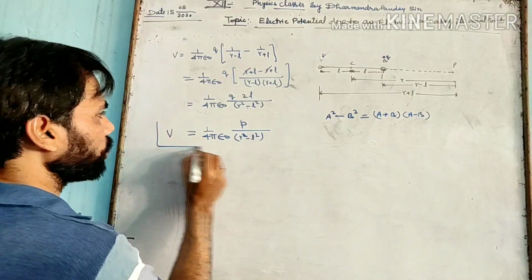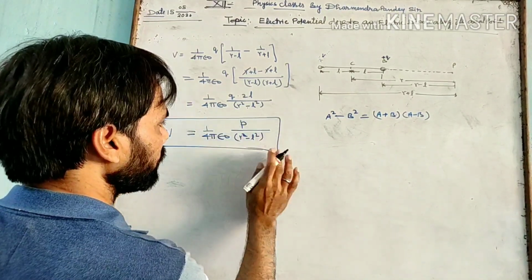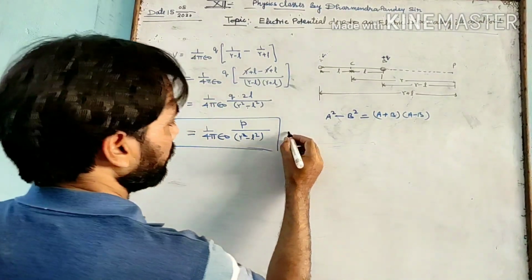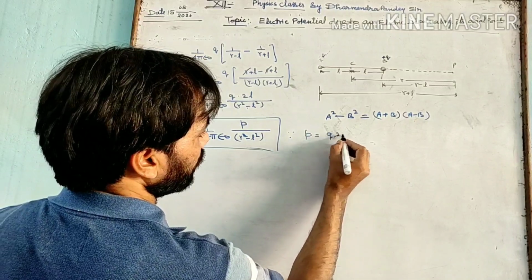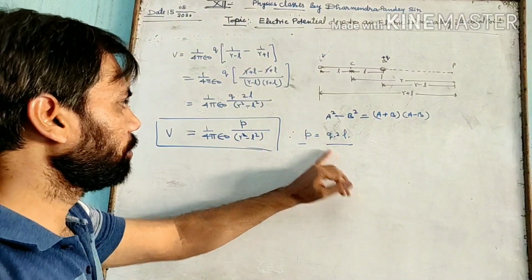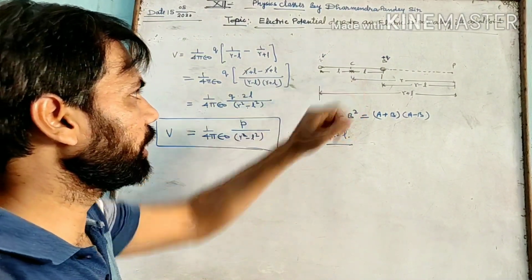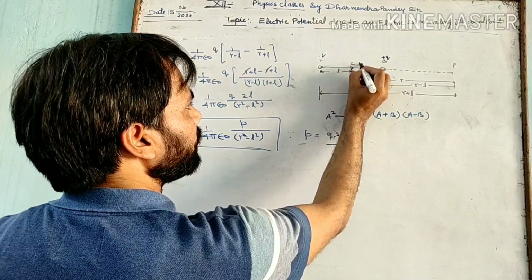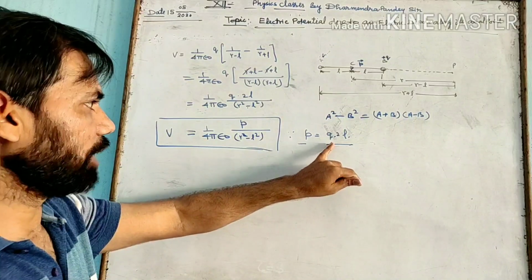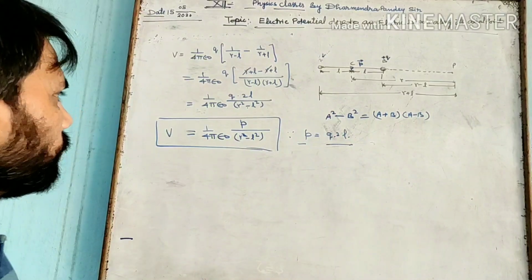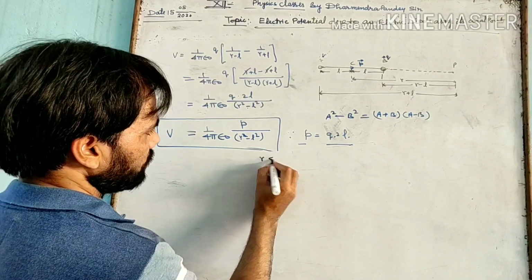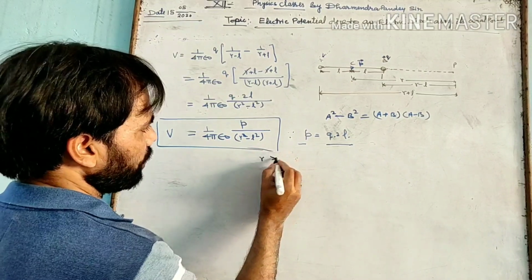So this is the electric potential due to a point charge, rather due to an electric dipole at point P. Here p is nothing but q into 2L, which I have already written in the very beginning of the derivation. p is the electric dipole moment of this given electric dipole, whose magnitude can be written as equal to q into 2L.